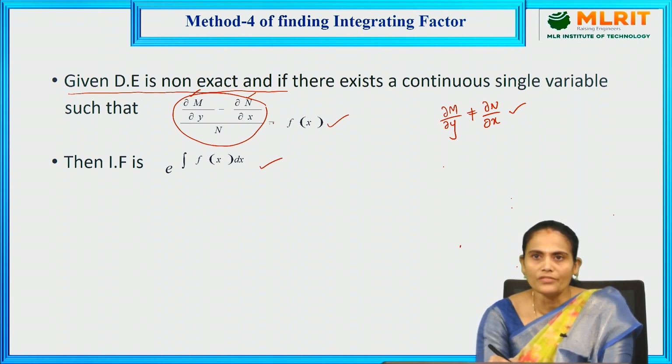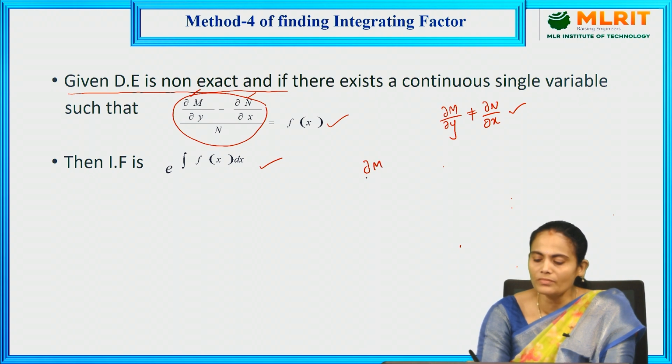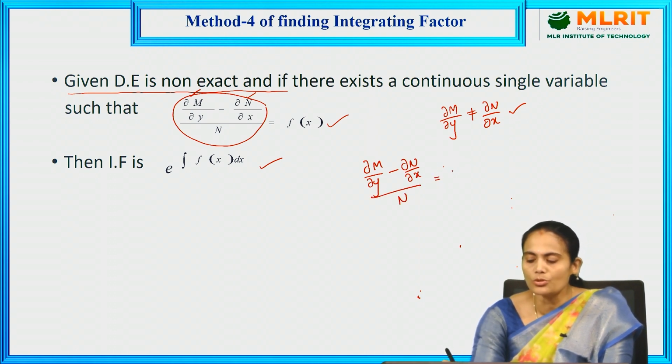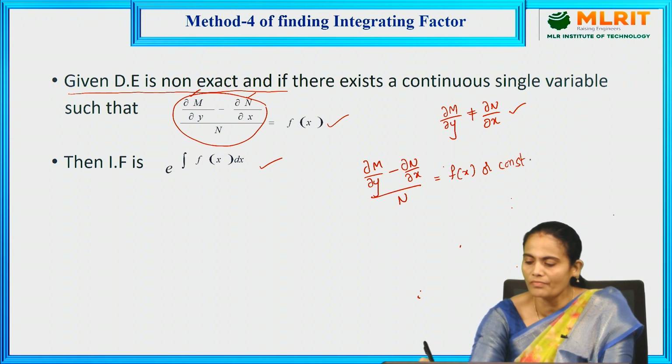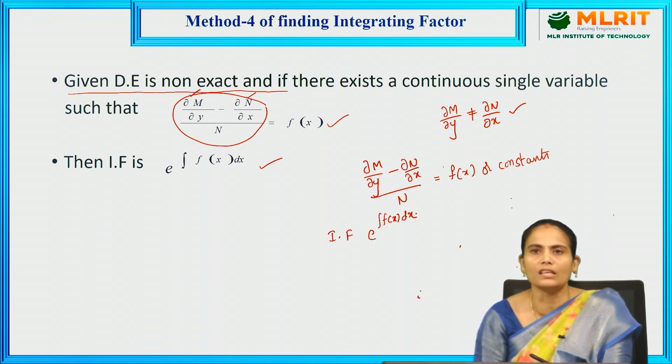Let me say it again. For method 4 of finding an integrating factor, you have to find dou M by dou y minus dou N by dou x, divided by capital N. This value should be either in terms of x or a constant. Then the integrating factor is e power integral f of x dx.